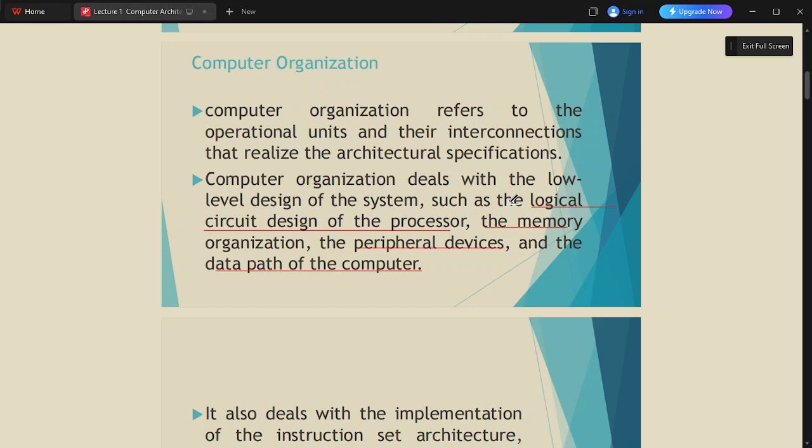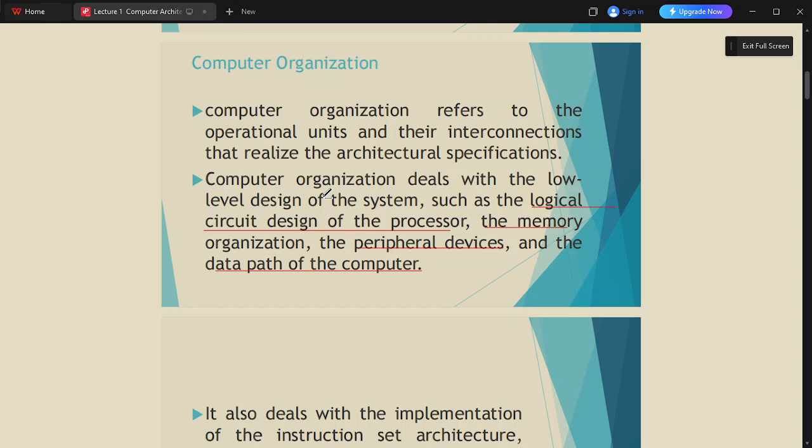So what is simply meant by logical circuit design of the processor is just the wiring and the decision making system inside the CPU. To keep in mind, the processor is the CPU we are talking about here. So this logical circuit design of the processor is just talking about the wiring and the decision making systems inside the CPU. It also determines how instructions are handled step by step.